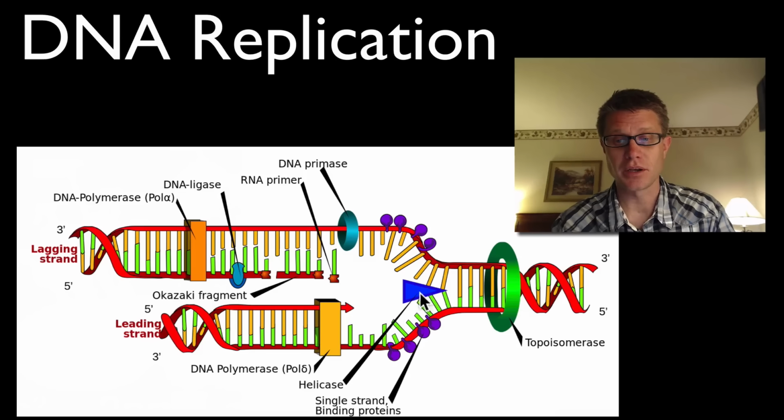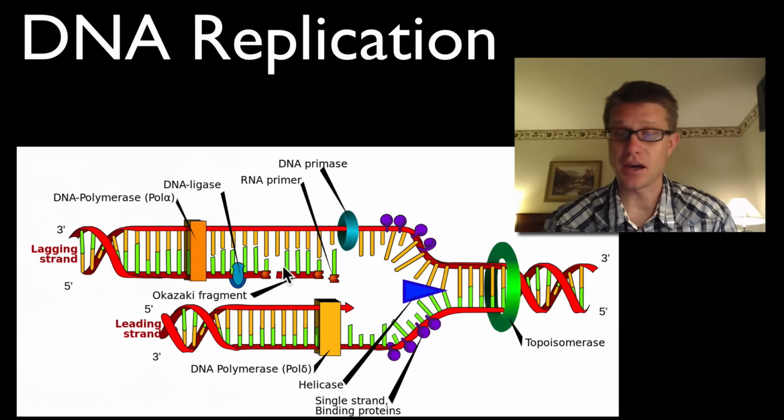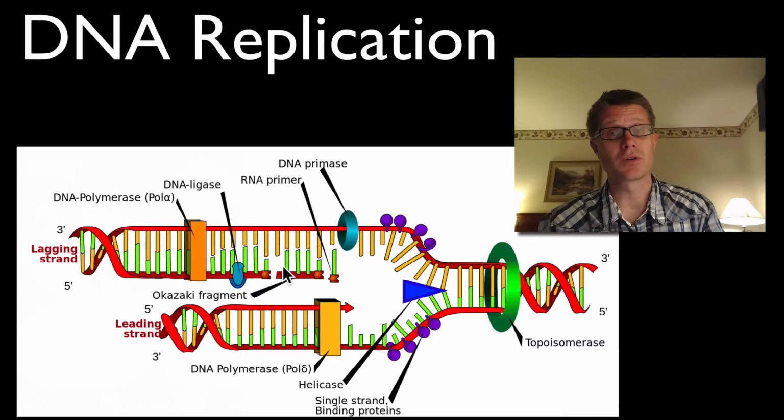Well, the big major players would be helicase, and what that's doing is unzipping the DNA right here, so it's breaking it apart. We then have to add a little bit of RNA, that's called a primer. And there's an enzyme that does that. It's called primase. And then we essentially add the new nucleotides on the other side. And so if I have AAT on one side of the DNA, what's going to be on the other side? TTA. Remember, A always goes to T and C always goes to G.